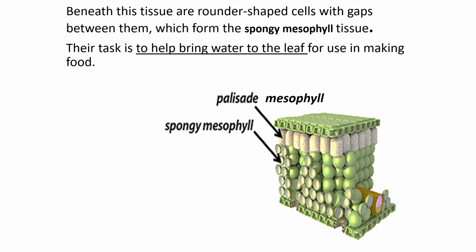Okay, the palisade cell collects light to make food, and the spongy mesophyll helps bring water to the leaf.